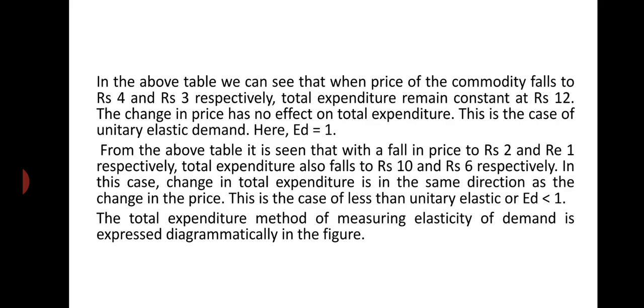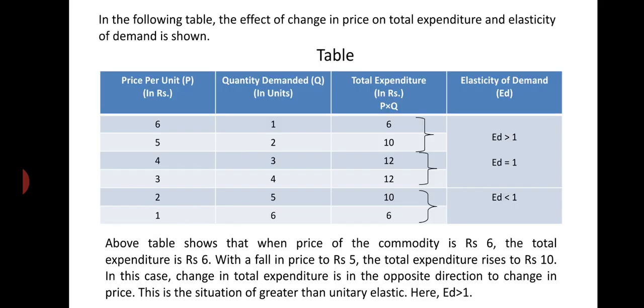Right? When the price of the commodity falls from 4 rupees to 3 rupees, as shown here in the table, total expenditure remains constant at 12 rupees. So this is the case where ED is equal to 1.